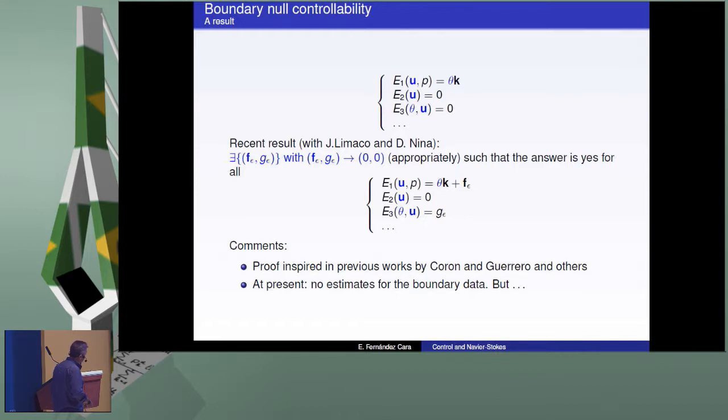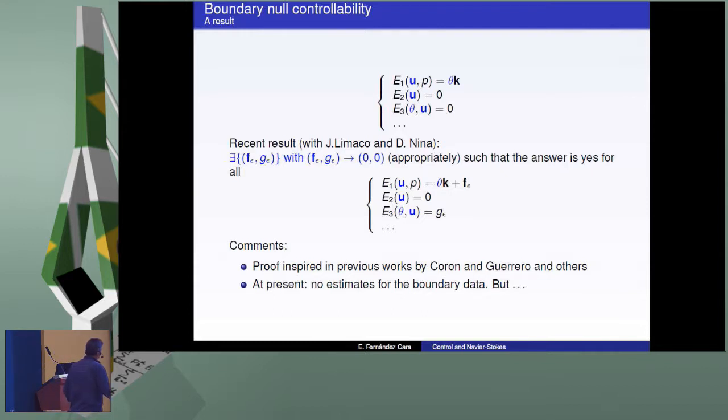I mean, for each of these problems, when I put f epsilon and g epsilon here, we are able to find boundary data such that at the end of the time interval, at capital T, u is equal to zero and theta is equal to zero. This is the result. So we are not able to solve the null controllability problem for this system, but we are able to solve the controllability problem for systems that look like this one, except that they introduce small terms, f epsilon and g epsilon, on the right-hand sides of the equations, okay?